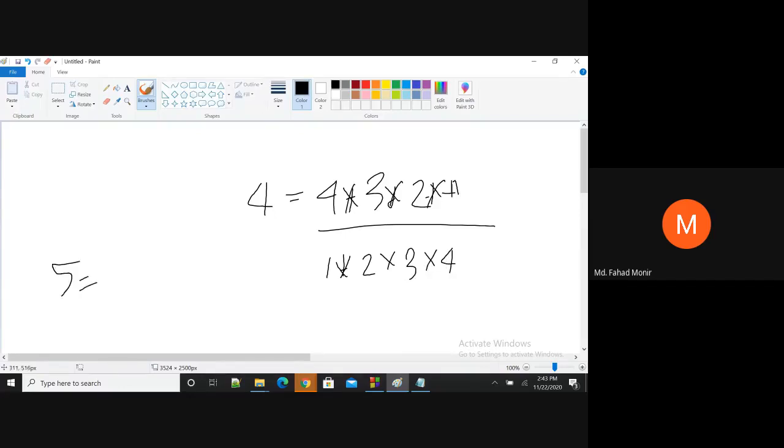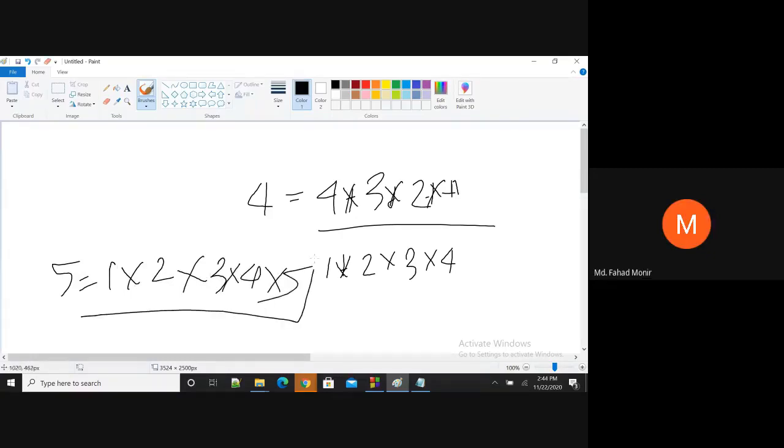If we have 5, can we write 1 into 2 into 3 into 4 into 5? Yes, sir. It is not conventional, but it is factorial? Yes, sir, it is conventional. Right? So we can write it in this way, right? Yes, sir.